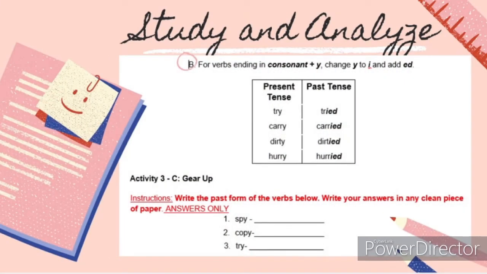For the second type of regular verb, which ends in consonant plus y, change y to i and add ed. For example, try, change y to i and add ed: tried. Carry, change y to i and add ed: carried. Dirty, dirtied. Hurry, hurried. And for your activity, write the past forms of the verbs below and write your answers on any clean piece of paper. Again, answers only.